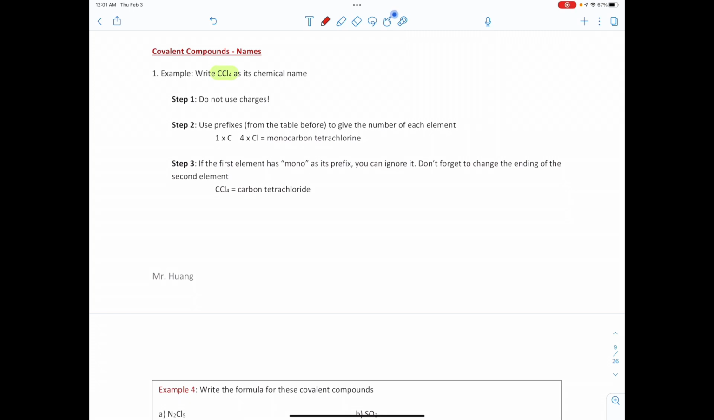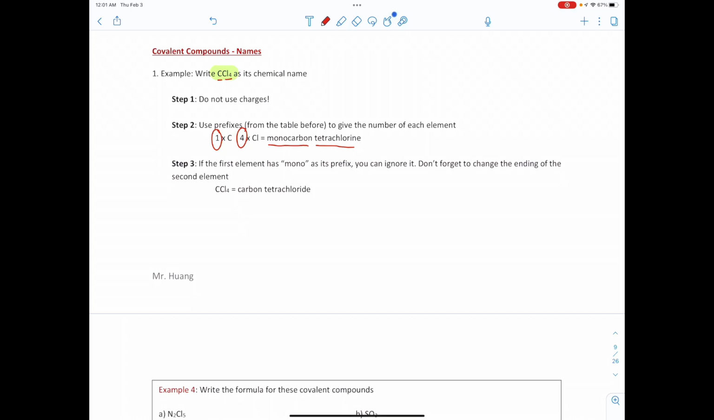When we look at carbon here, we only have one carbon. We do have 4 chlorines. And so from the prefix table, that is monocarbon, right? 1 carbon, tetrachlorine.